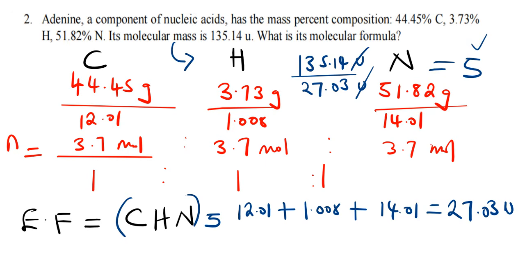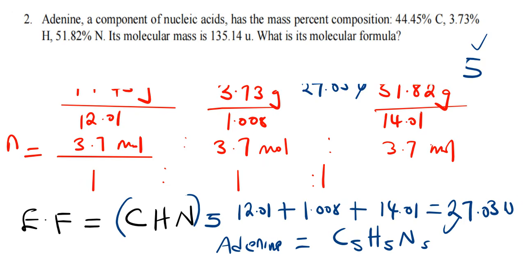So in this case now, what will be the molecular formula for adenine? Adenine therefore will be equal to C5H5N5, like that. So that would be our final answer for this question. So just a rundown on empirical formulas.